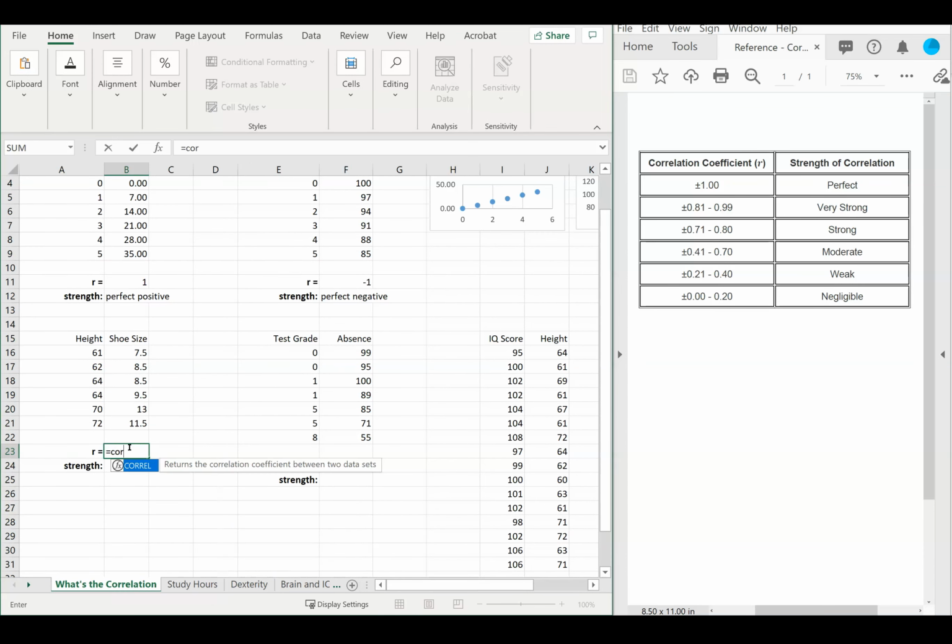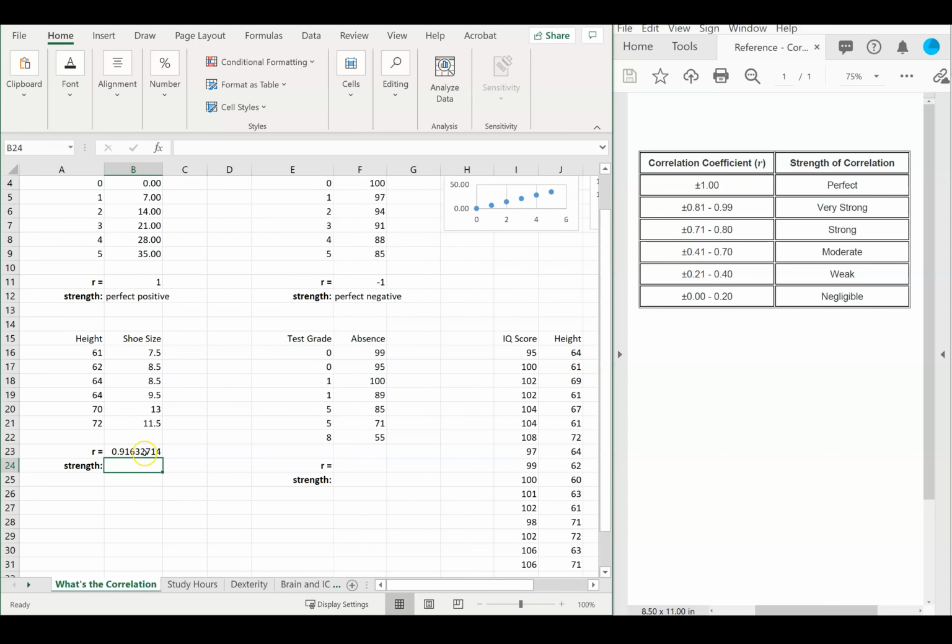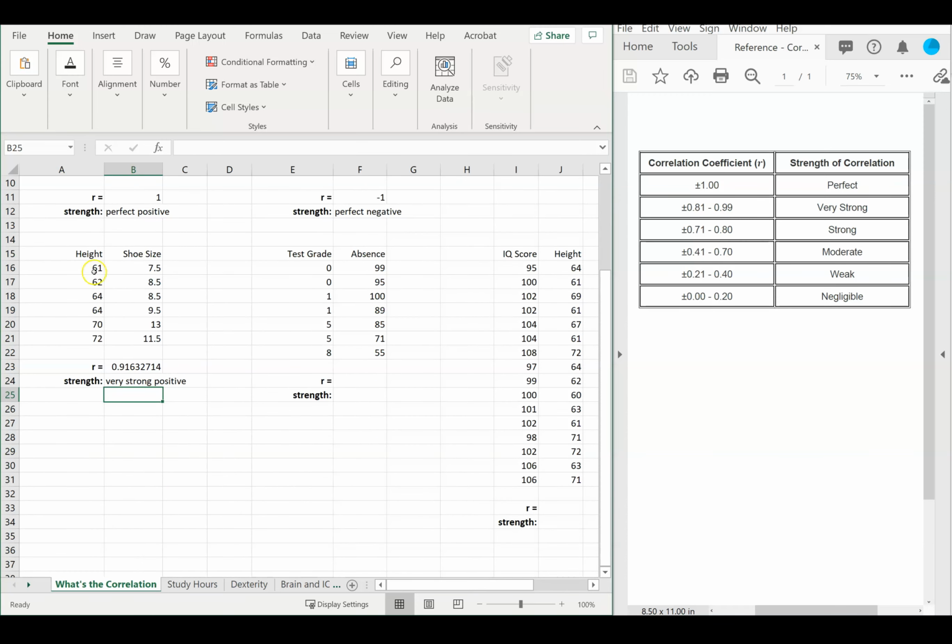So equals correlation, open the bracket, select your independent, and select your dependent. So the taller you are, you tend to have bigger shoes. Press enter. 0.9163. So that still means that there's a strong correlation. I would say very strong positive. Did I spell that right? Positive. Very strong positive. Not perfect, but pretty close.